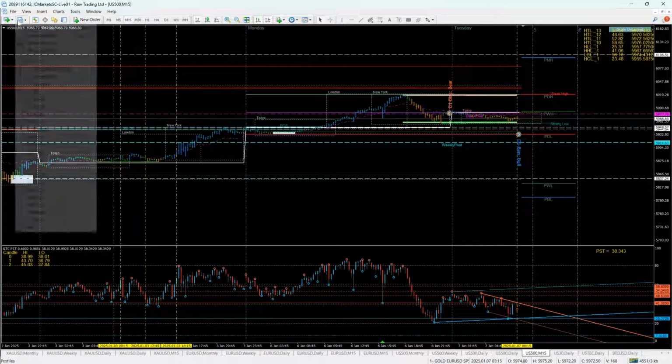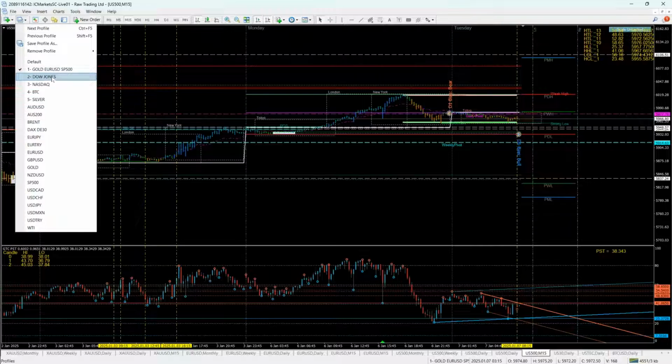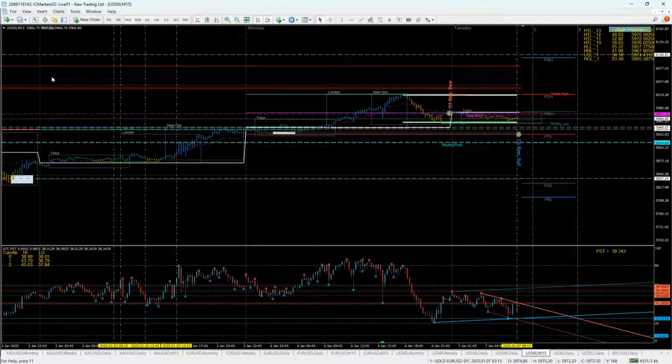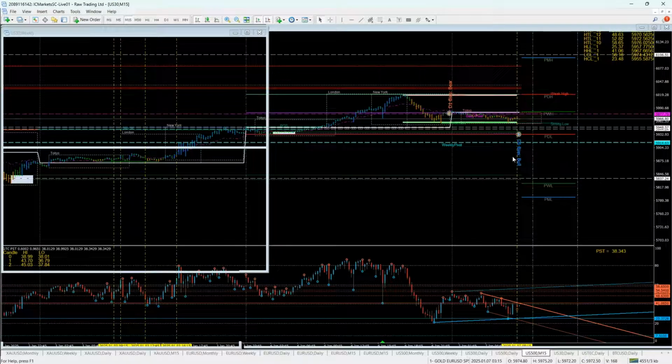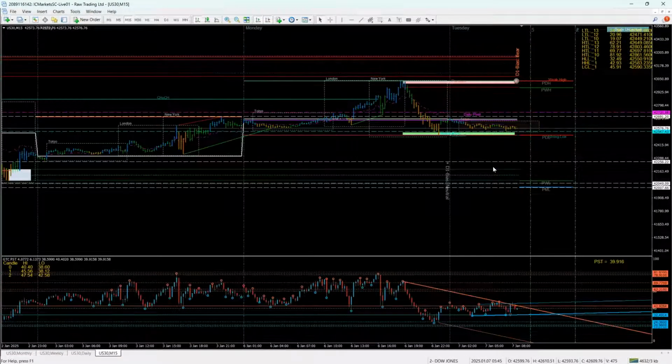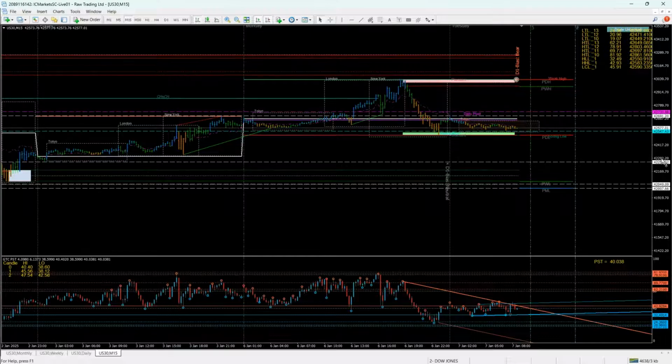Now let's go to Dow. Sometimes I refresh the platform, and when I do, some of the lines go off, so I need to add them back on. You don't necessarily have to once you put them on. Once you get the PST levels, you can put them on any platform, whether you're using your brokers or MetaTrader 5, it doesn't really matter.